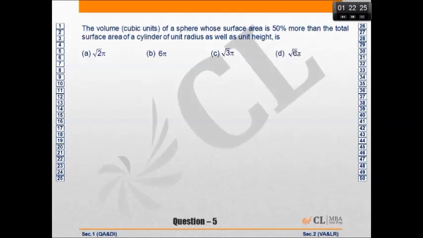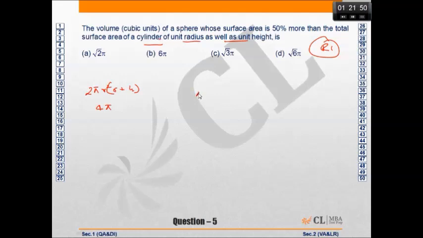Okay, volume of a sphere whose surface area is 50% more than the surface area of a cylinder of unit radius as well as unit height. Surface area of cylinder is pi r square plus 2 pi r into r plus h. So unit radius as well as unit height, that means r equal to h equal to 1. So 2 into 2, 4 pi. So 4 pi is the area of the cylinder. That means area of the sphere should be 6 pi.